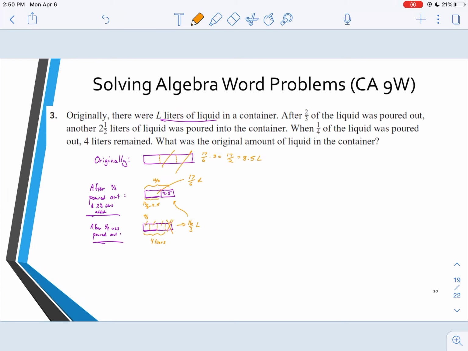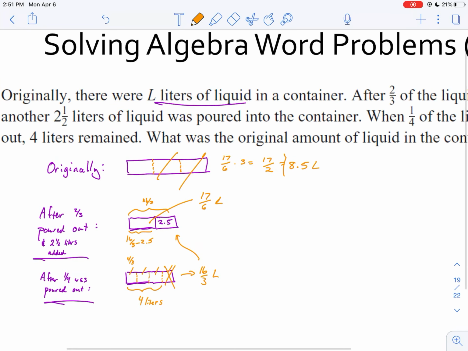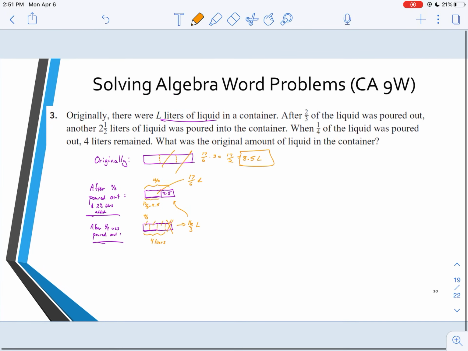So if it starts with 8.5 liters and I divide that by 3, because 2/3 gets poured out, I'm left with 17/6. I then add 2.5 liters to it to get 16/3 of a liter. I then pour out 1/4 of the liquid, so I'm going to take that times 3/4, because I have 3/4 left. I should get 4 liters, and I do. And so the original amount of liquid in the container was 8.5 liters. A lot going on there.